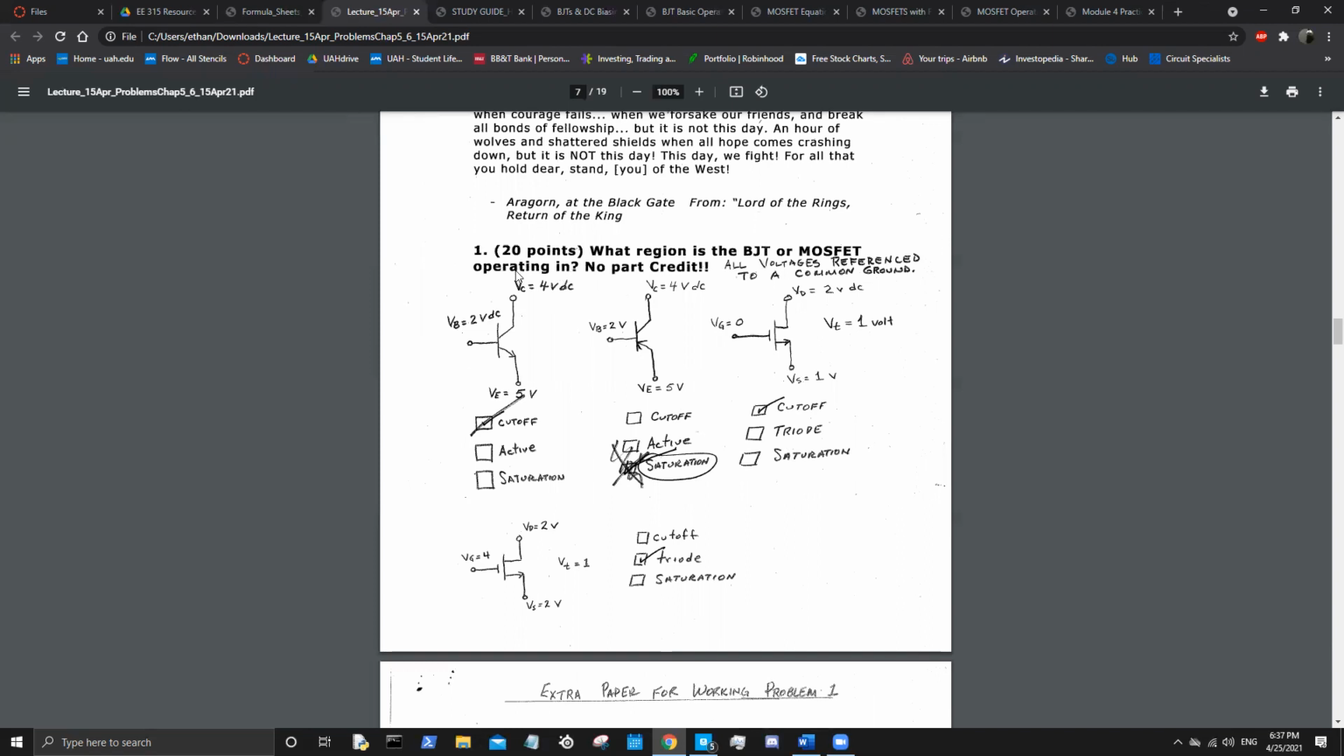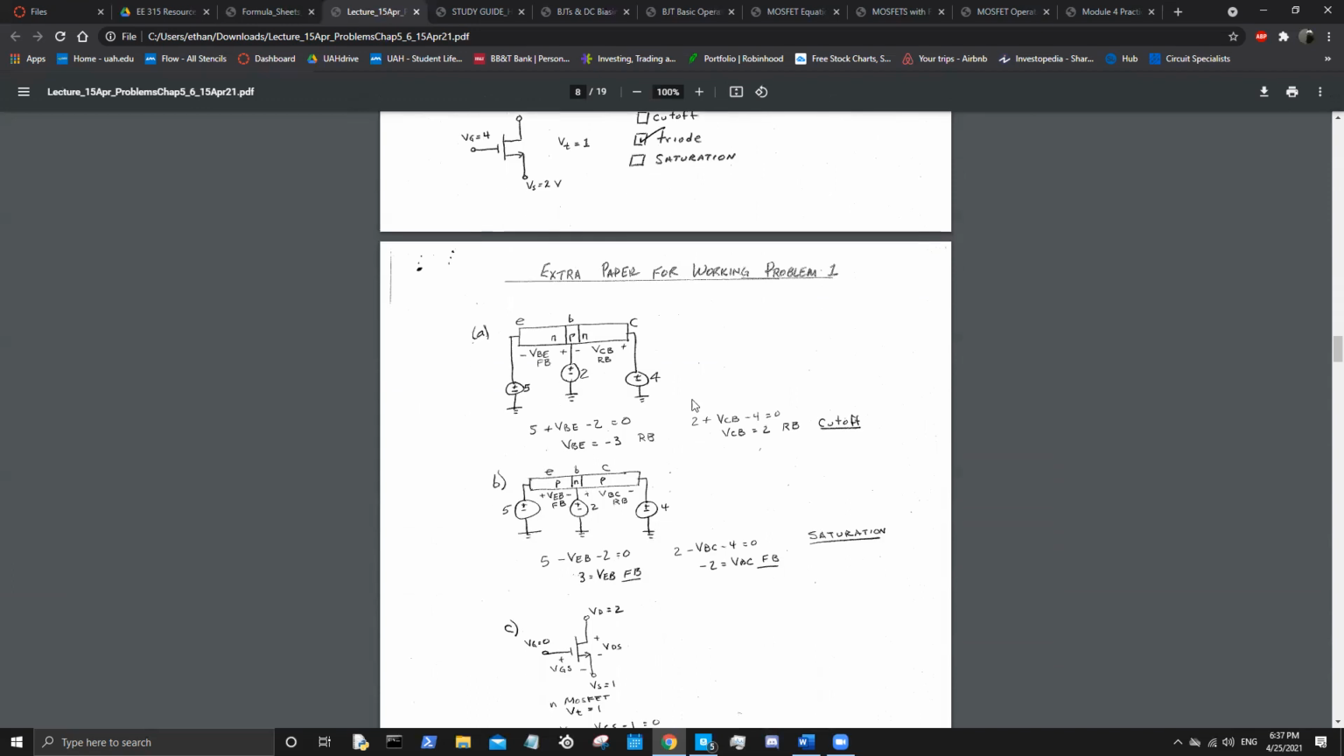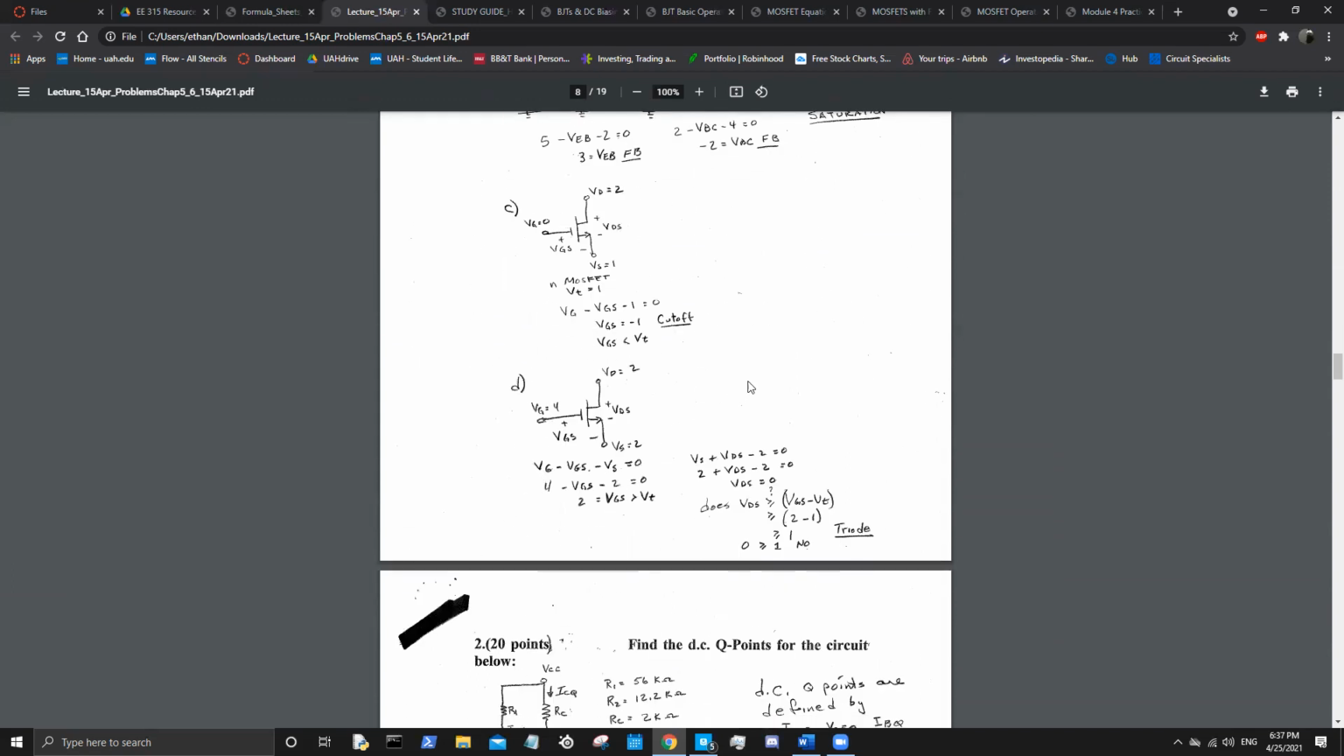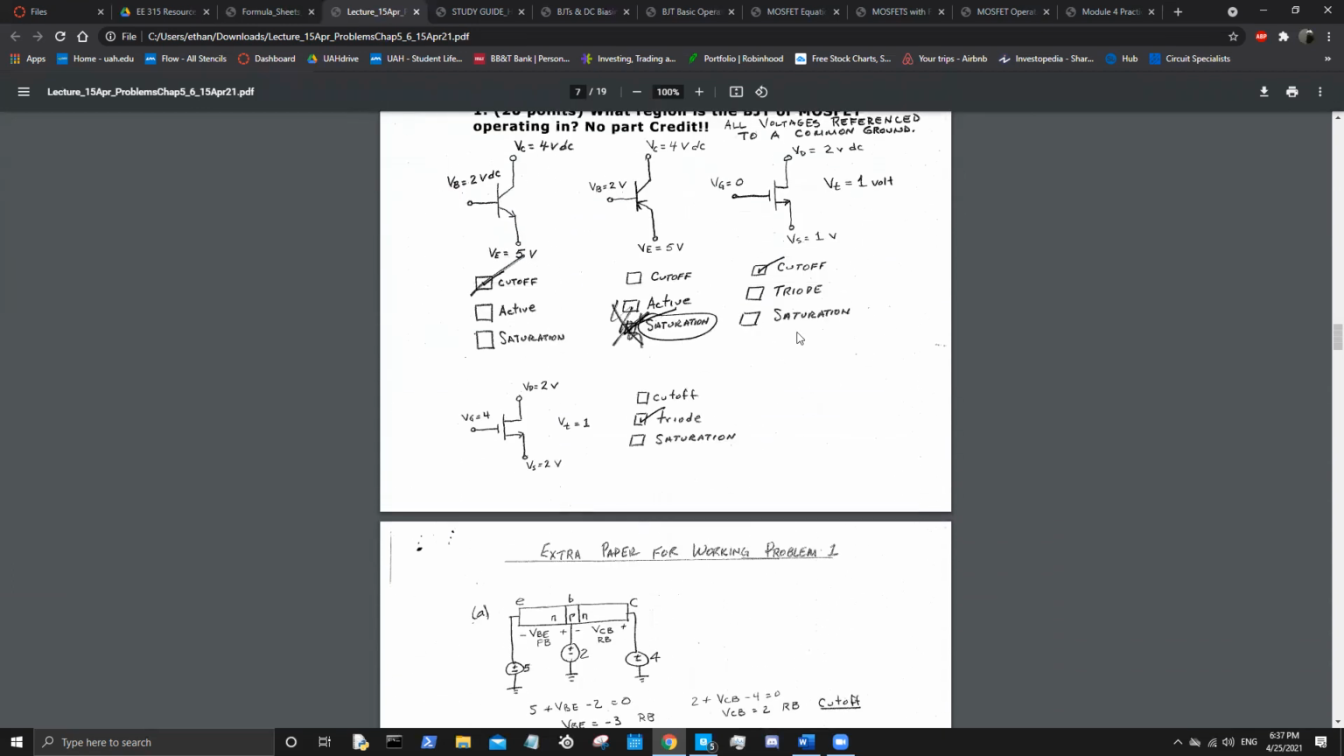All right. What region is the BJT or MOSFET operating in? No partial credit. So we have a VC of 4 volts DC, a VB of 2 volts DC, and a VE of 5 volts DC. By the way, he says this work is on the next page, just so you know. All right, we'll work with this page instead because this is kind of pointless.